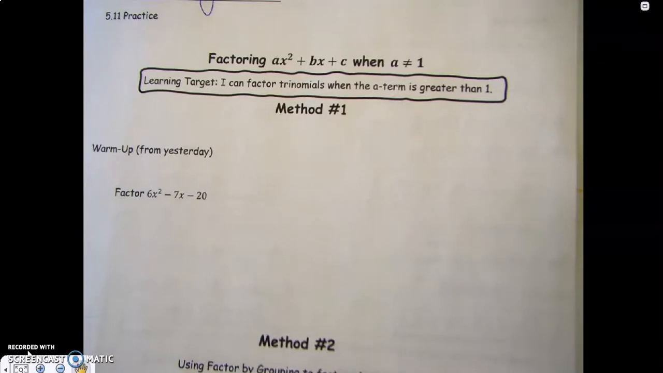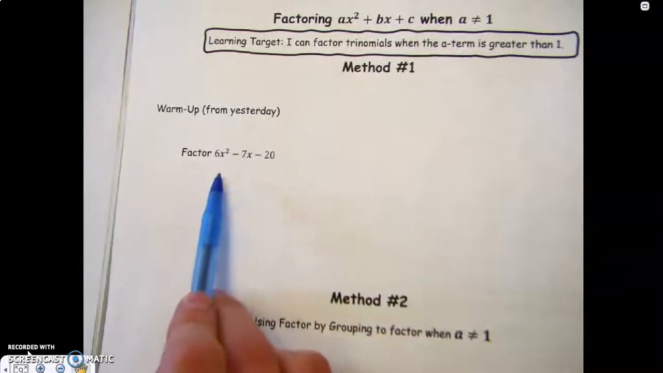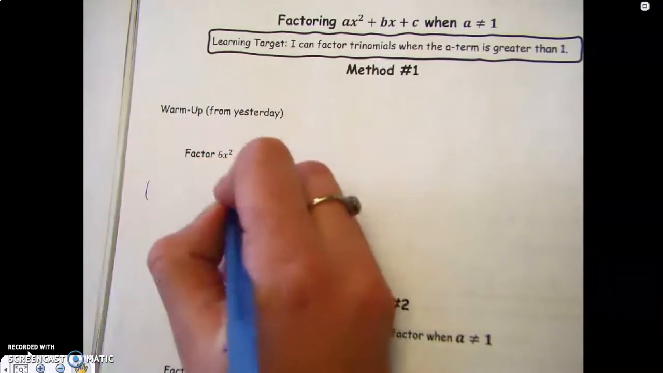So this method I'm going to teach you today is going to be a little bit more procedural, so you have to remember the steps to do it. As a warm up from yesterday, I want you to factor this. Remember, this was the guess and check. You're going to have two binomials.